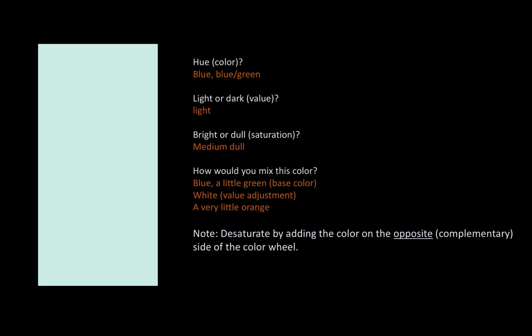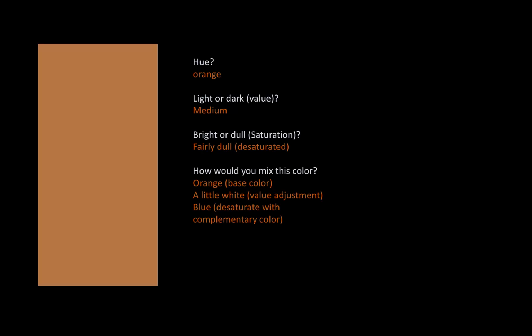So to get this color on my palette, I would choose a blue, I would mix in a little bit of green, then I'd add a lot of white, and then a small amount of orange. Try it with this color. For this color I got, orange is the hue, the value was kind of medium, and it was fairly dull saturation. So to mix it, I would take an orange, I'd mix a little bit of white and some blue to it.